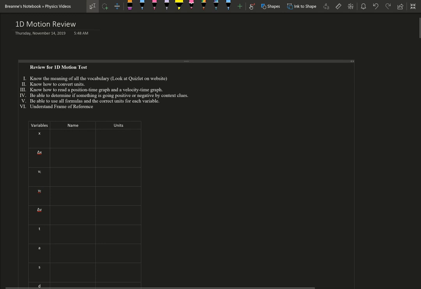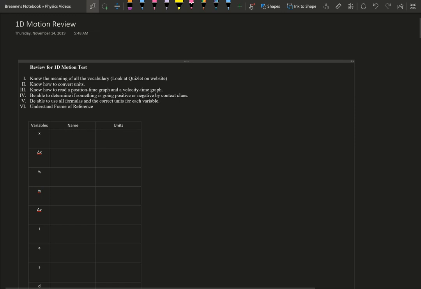You need to know how to read position versus time graphs, velocity versus time graphs, even acceleration versus time graphs. You'll be able to read those using your green sheet or yellow sheet. Be able to determine if someone is going in the positive or negative direction by context clues.